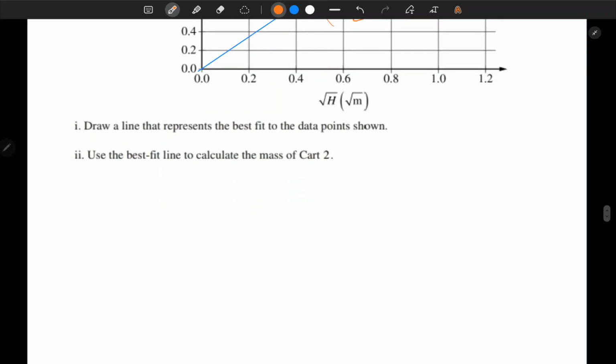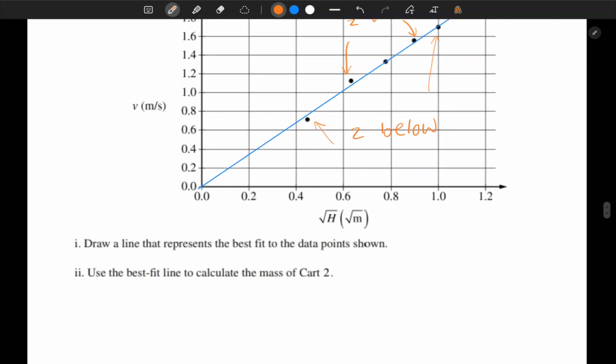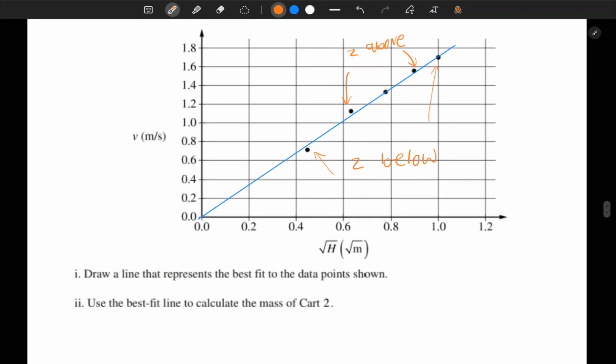Next, in part 2, use the best fit line to calculate the mass of cart 2. Well, to start, we wish to find the slope of this line. To do so, we need to find at least 2 points that lie exactly on the line. Let's use the following points, which I will circle in orange. We'll use this point here, and also this point. The reason that we use these points is because it's easy to see what values of the square root of h and v that they have.